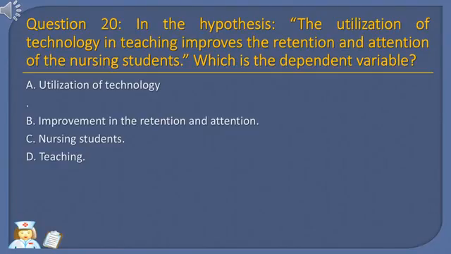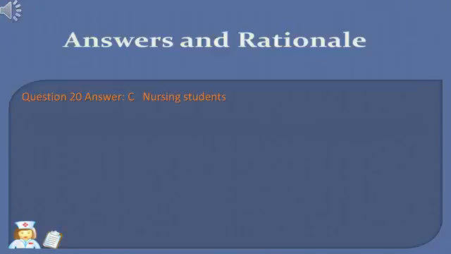Question 20. In the hypothesis, the utilization of technology in teaching improves the retention and attention of the nursing students. Which is the dependent variable? A. Utilization of technology. B. Improvement in the retention and attention. C. Nursing students. D. Teaching. Question 20 answer: C. Nursing students.